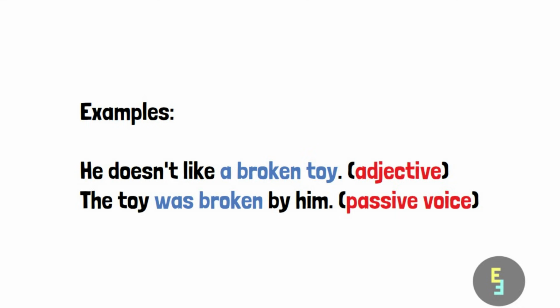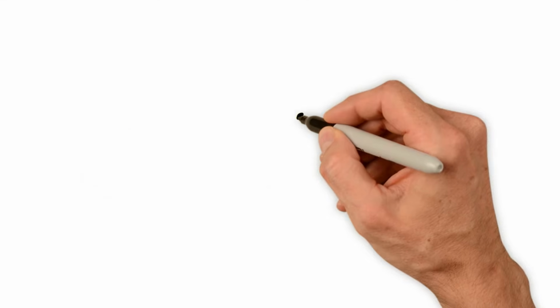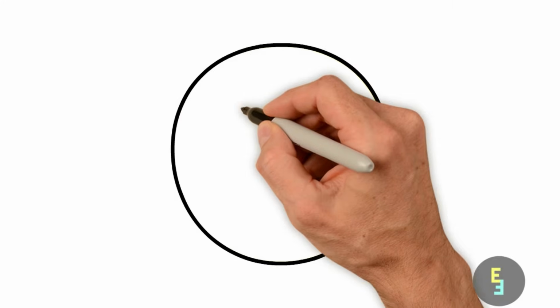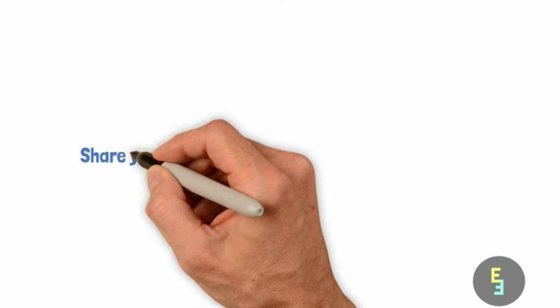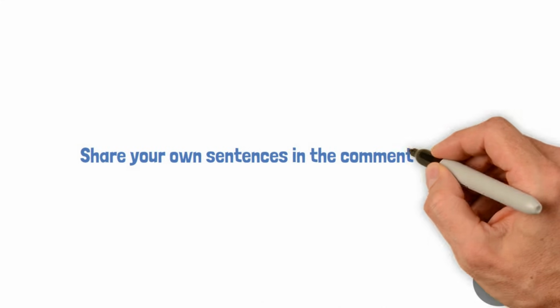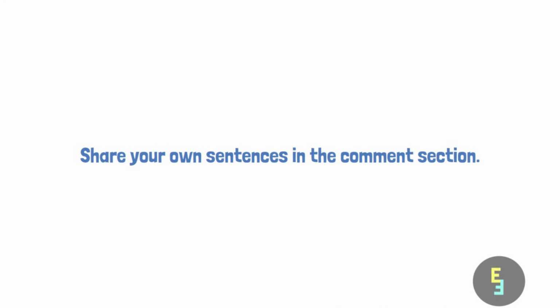Alright. I hope you were able to get all that. If not, feel free to watch the video again. Also, try to share your own sentences in the comment section. Write 2 sentences using one verb. In one sentence, use the verb as simple past, and in another, as past participle.